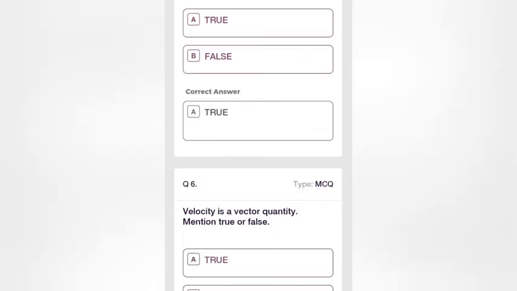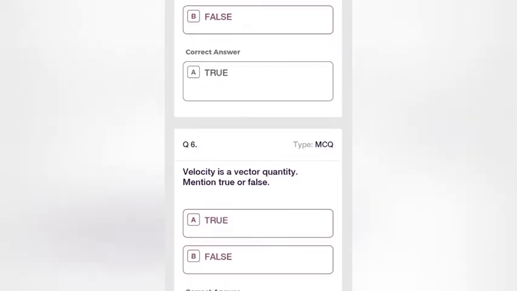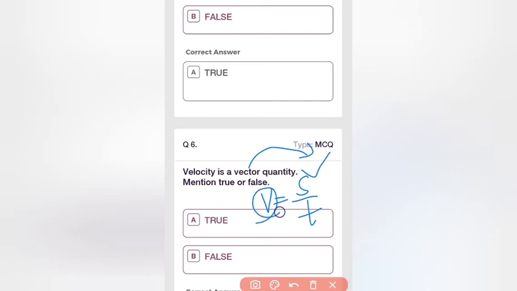Next question. Velocity is a vector quantity. Mention true or false. Just now we have seen velocity is equal to displacement by time, where the displacement is a vector quantity. So therefore the velocity will also be a vector quantity. So true.